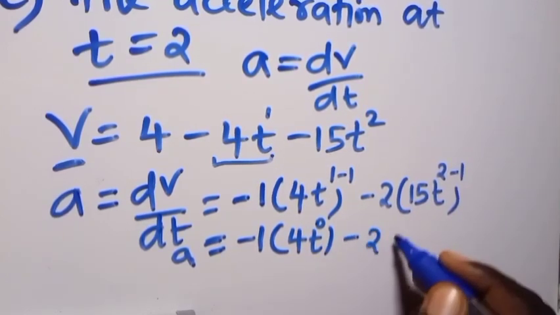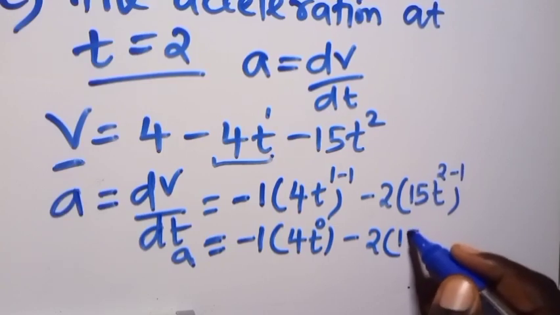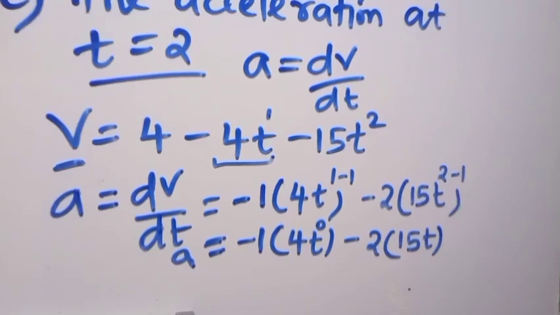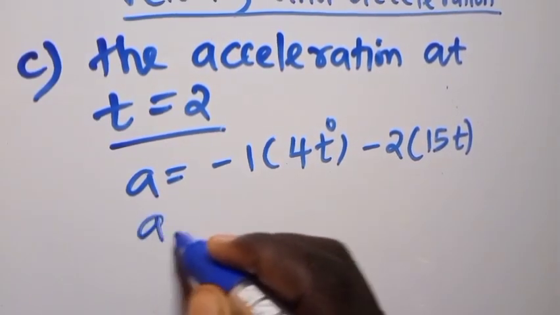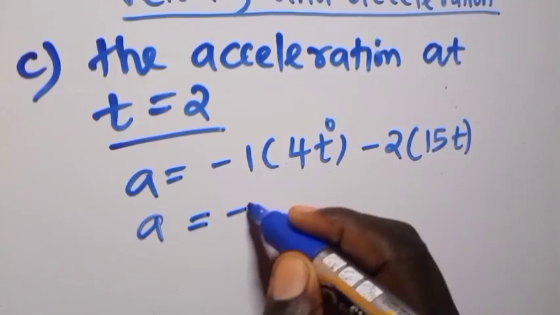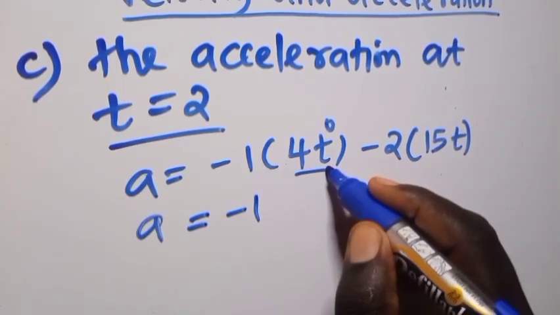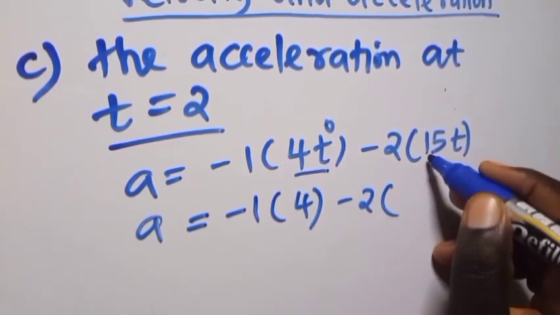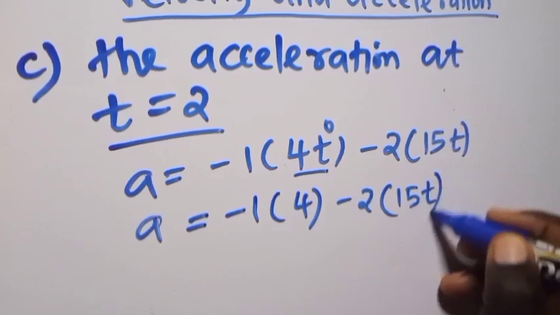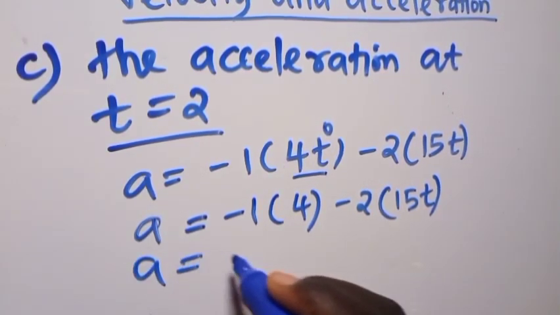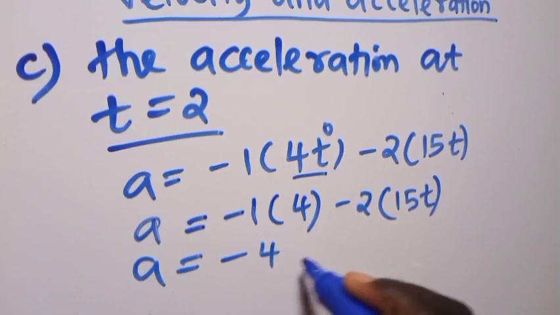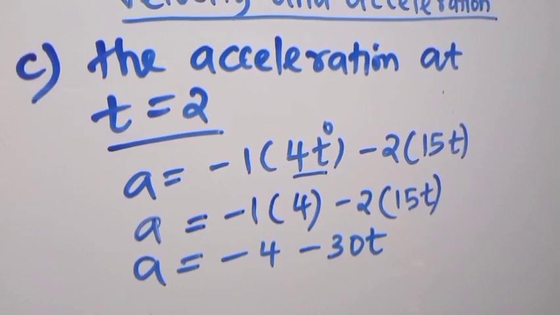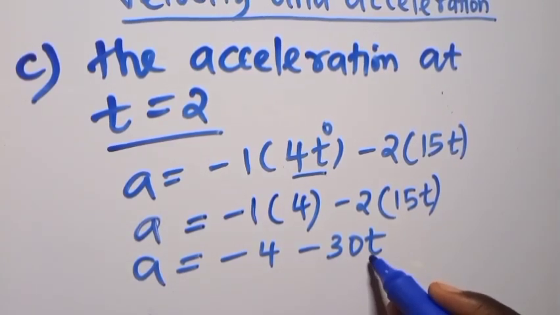Then minus 2 into 15t raised to 1, which is just 15t. Acceleration is now negative 1 times 4t raised to 0, which is just 4, then minus 2 into 15t. So we have our acceleration as negative 1 times 4, which is negative 4, then minus 30t. It is negative 4 minus 30t.